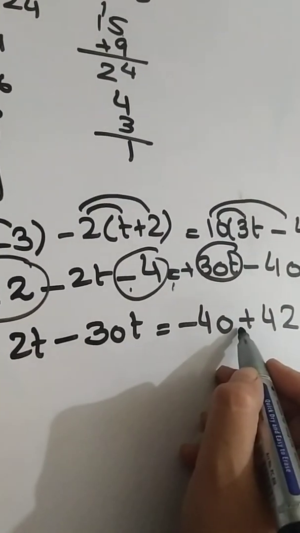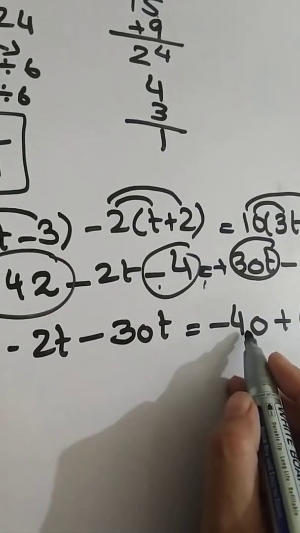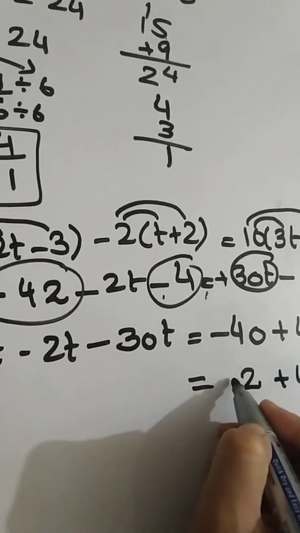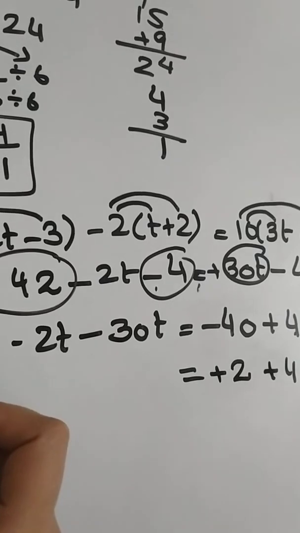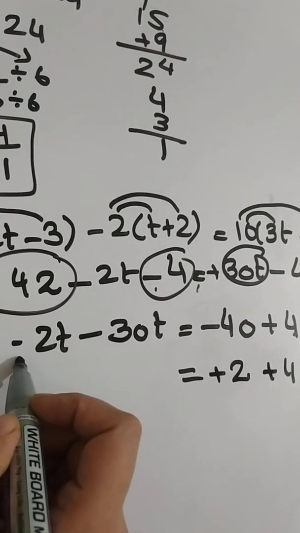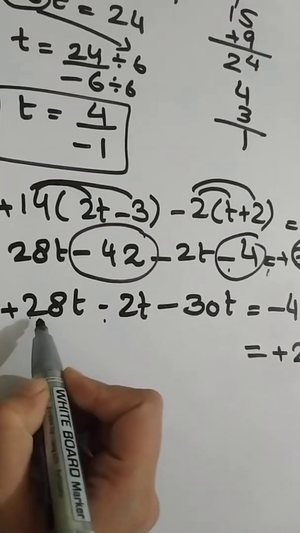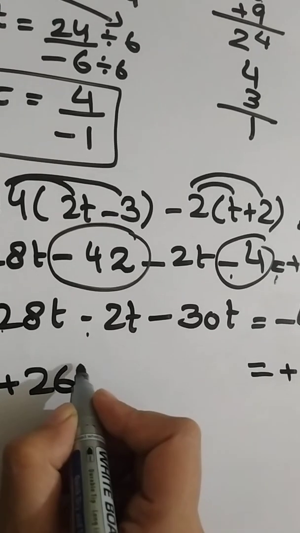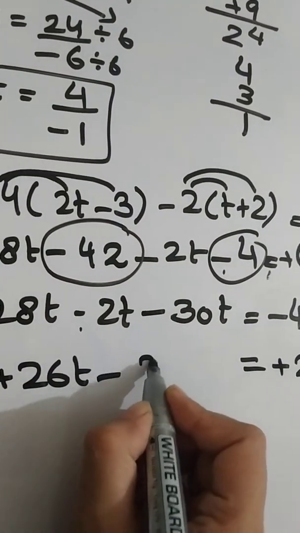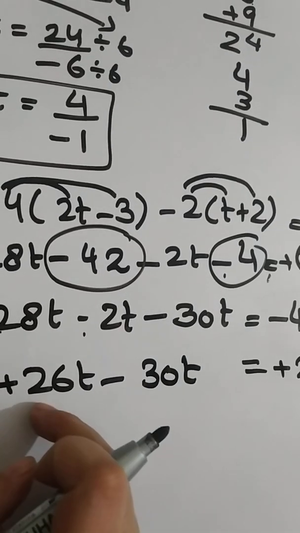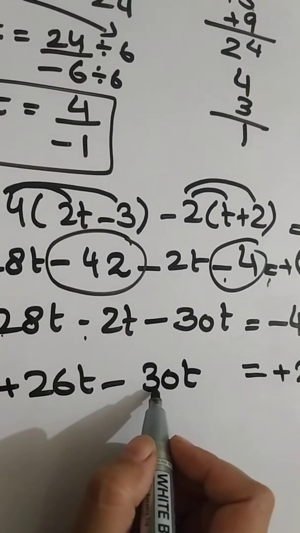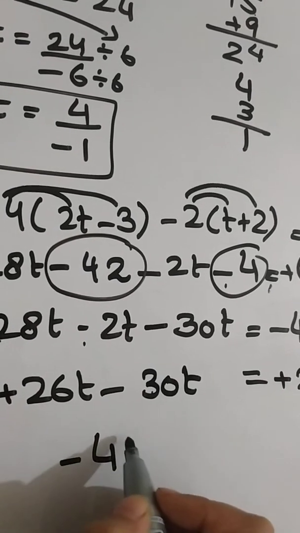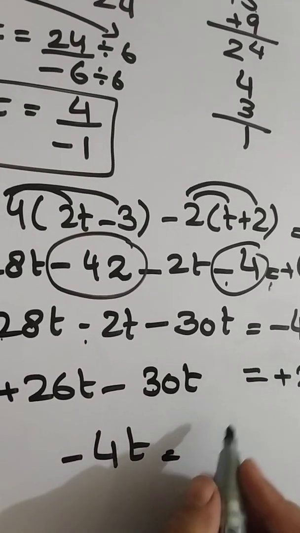So plus minus minus, from 42 minus 40 you will get 2, but the sign of the bigger value comes, as 42 is bigger, so the sign with 2 is plus. Here plus minus minus, from 28 subtract 2 you will get 26. As 28 is bigger, so the sign with 26 is plus. This term will come as it is in the next step. From 30 minus 26 you will get 4. As 30 is bigger, so the minus sign will come with it. So 4 plus 2 is 6.